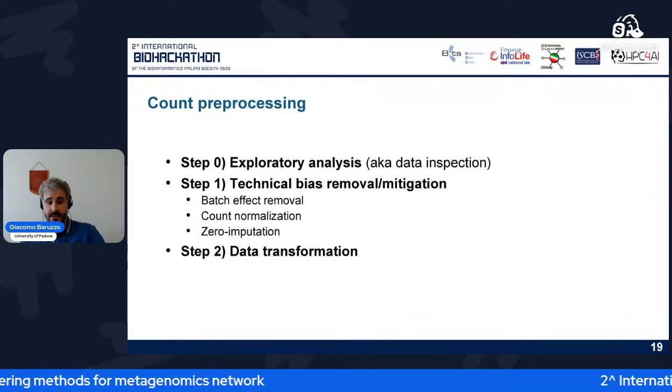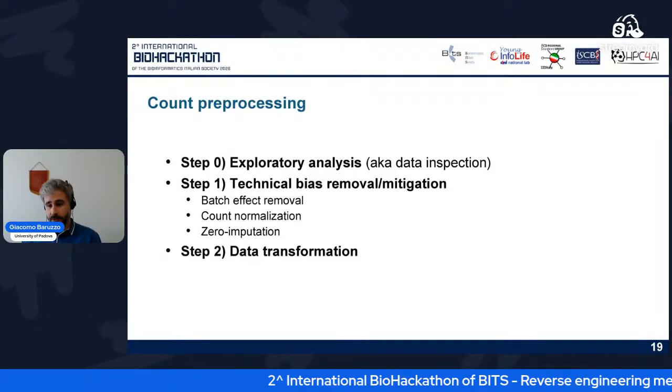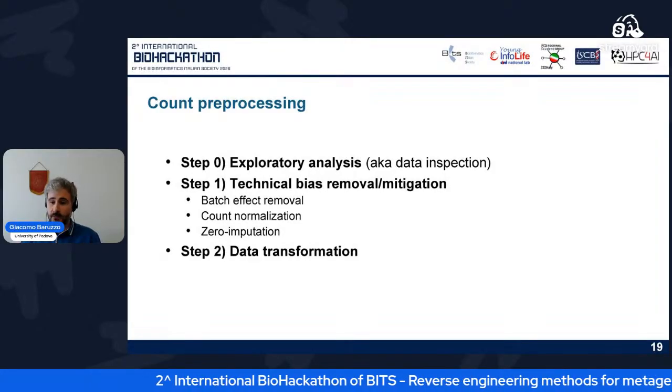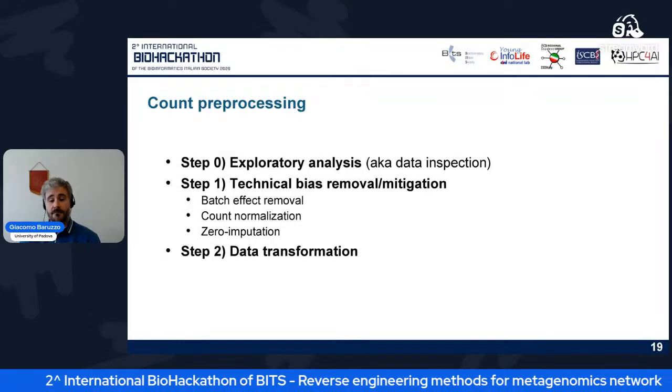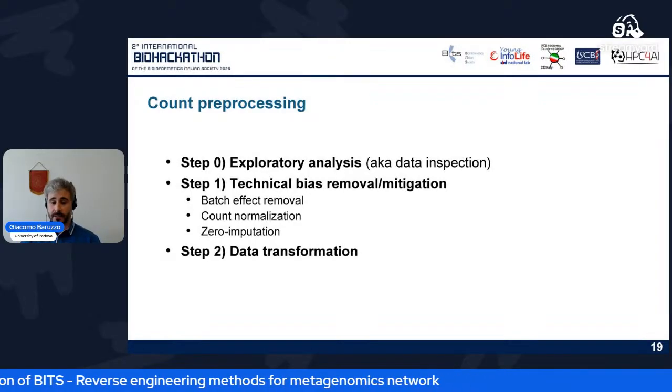And this is exactly why in bioinformatics we perform different steps within count preprocessing, mainly a first exploratory analysis, then we apply computational methods to reduce, to mitigate this technical bias. And then sometimes we also apply some data transformation. Let's see very quickly some of them.